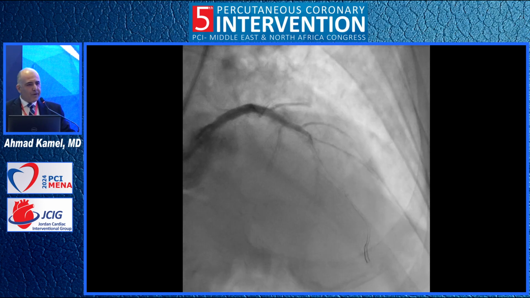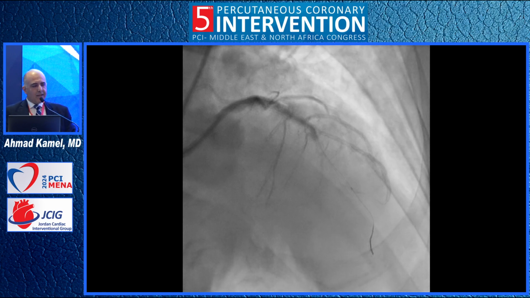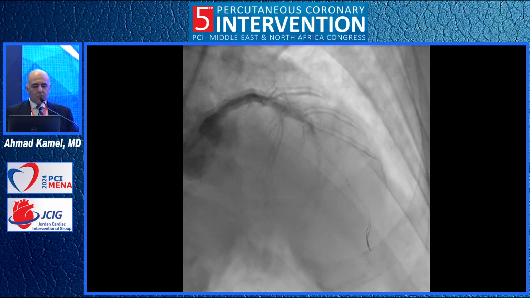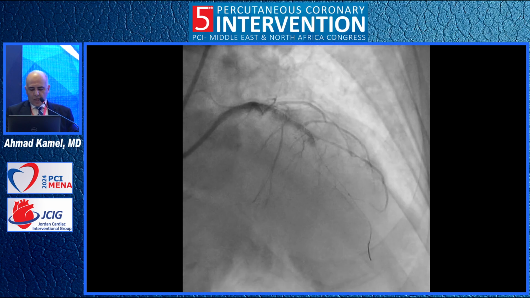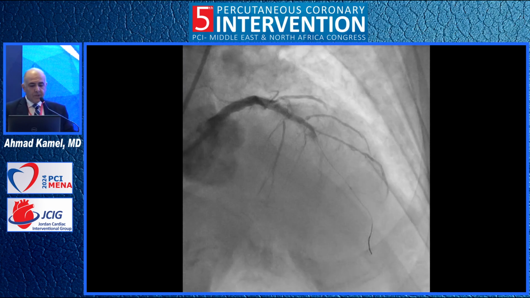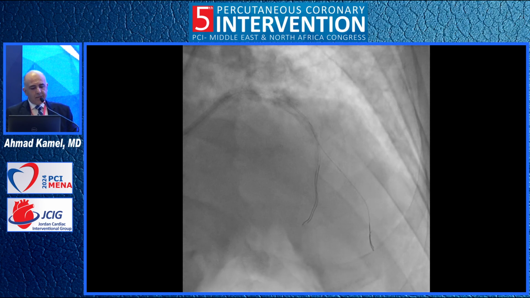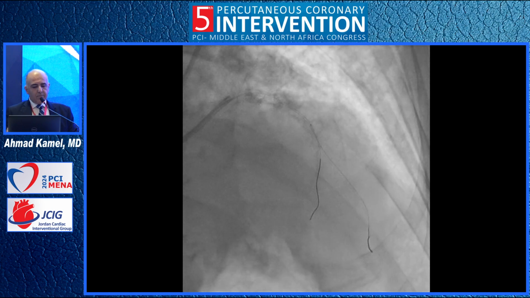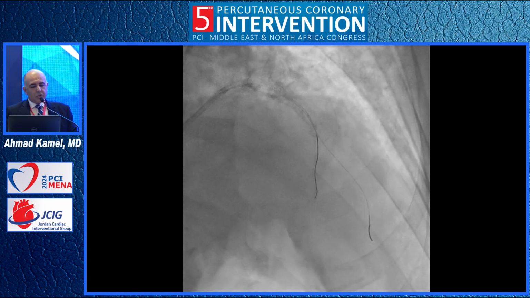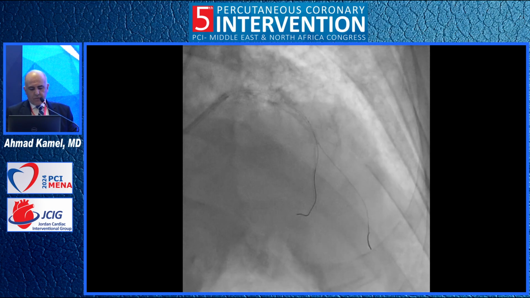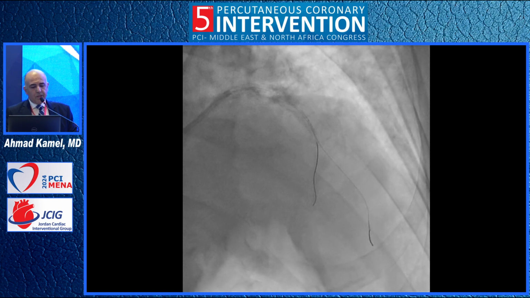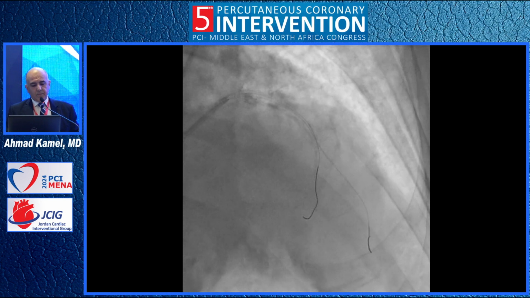One of my colleagues told me that I was wiring in the false lumen, so I put another wire. It goes to the diagonal, so now I'm sure I'm in the true lumen. Now I have two wires, one in the diagonal and one in the LAD, trying to park the distal end of the wire in the distal LAD. Now I am okay, the wire is in. So this is balloon dilatation of the mid part of the LAD, trying to open any flow distal to the stent that was deployed.